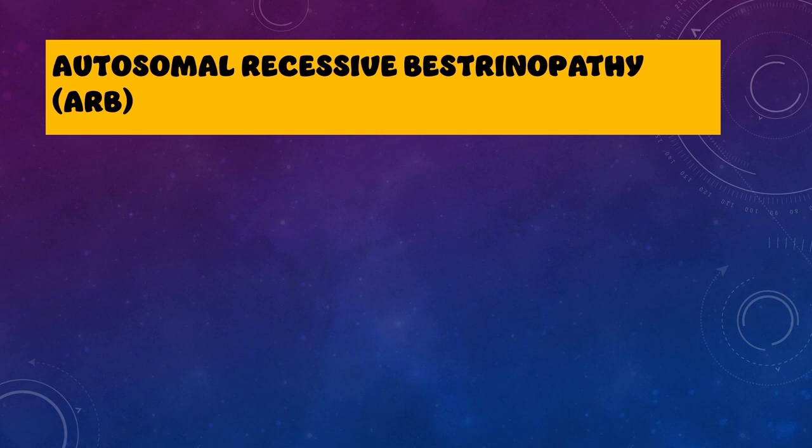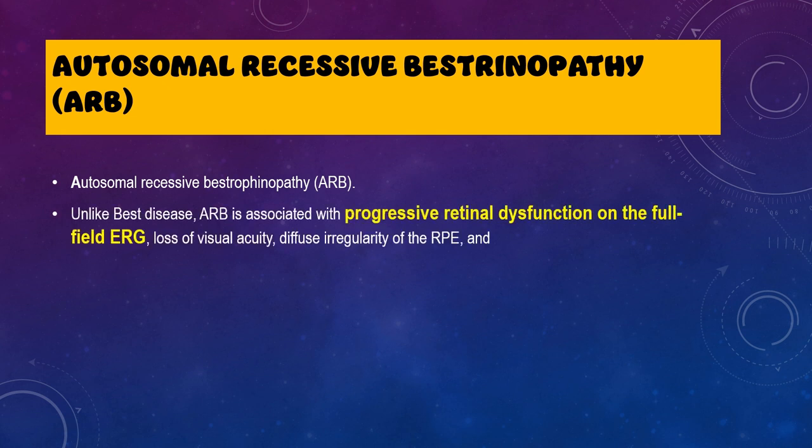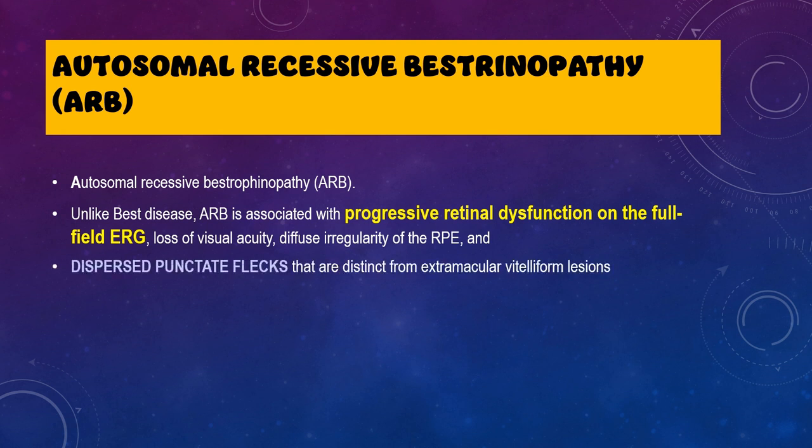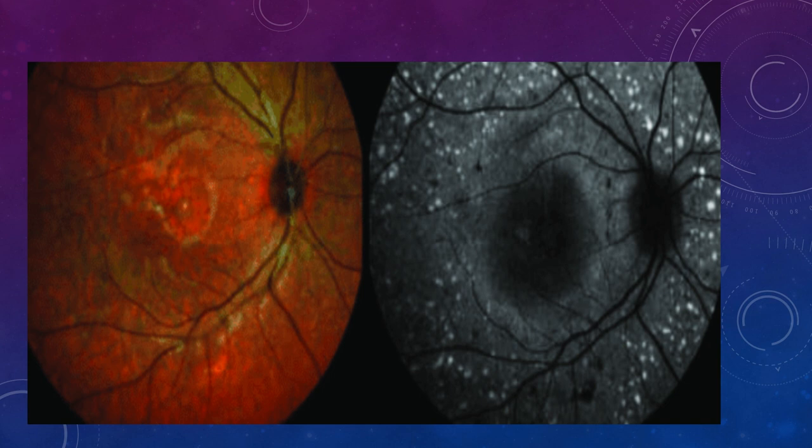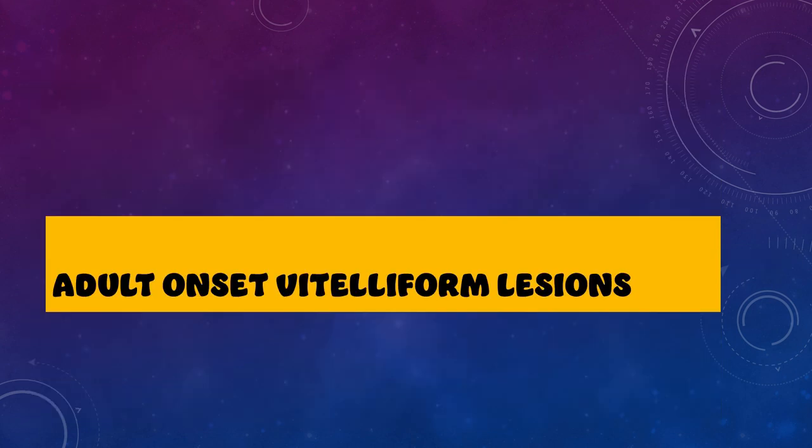What about this condition, autosomal recessive bestrophinopathy? The autosomal recessive bestrophinopathy is basically, as the name suggests, inherited in an autosomal recessive pattern. Now, unlike the Best disease, it has a progressive retinal dysfunction on the full field ERG. So here, not just your macula, but the entire retina is affected, and instead, you're going to see dispersed punctate flecks. However, you don't have to bother so much about the disease. It might be a differential to various other sort of macular dystrophies. And the gene here is same. The chromosome is same, however, it's quite a rare disease. You can see these punctate lesions that are seen in case of ARB, that is autosomal recessive bestrophinopathy.